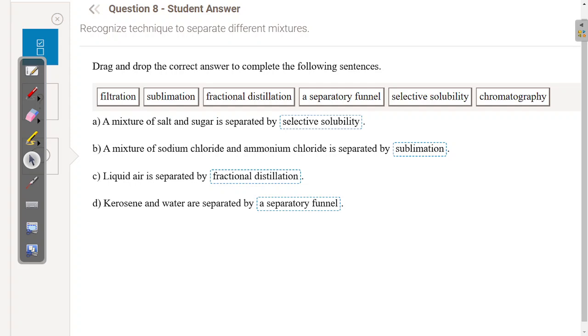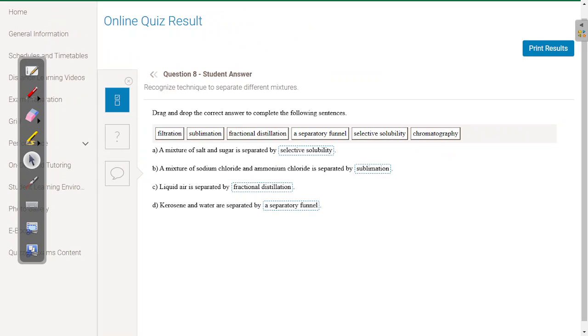Liquid air is separated by what? In liquid air, all the components are mixed together, like nitrogen and oxygen. So use fractional distillation. Kerosene and water are separated by what? Kerosene is like an oil, so it's immiscible, it doesn't mix with water. So use a separatory funnel, just like the oil and water from before.